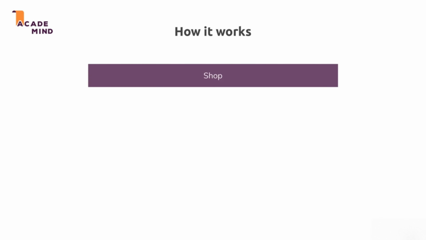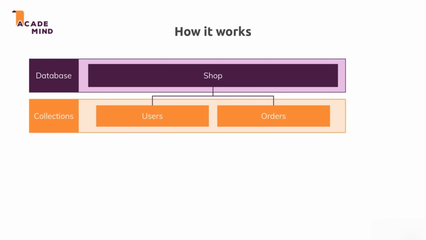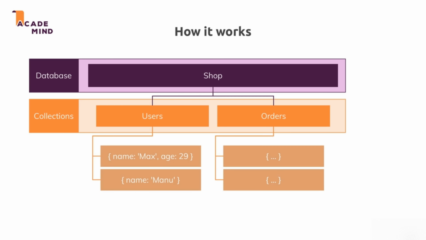Now, how does it work? Well, just like in the SQL world, we spin up a MongoDB server, and there we can have multiple databases. For example, a shop database. Now, in such a database, in the SQL world, we would have multiple tables. In the NoSQL MongoDB world, we have multiple collections, like the users and orders collection, for example. Now, inside of each collection, we don't have so-called records, but we have a couple of documents. Now, documents also look different than records did.